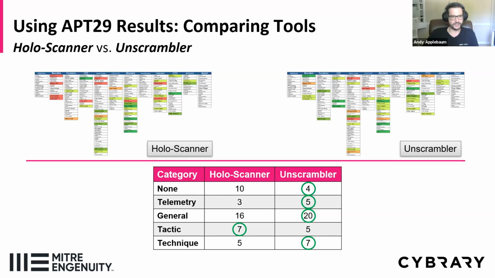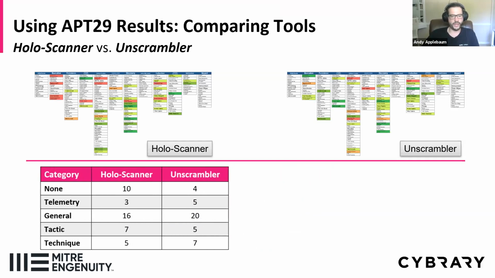Holoscanner has 10 techniques it provides no coverage of, as opposed to Unscrambler, which provides no coverage of only 4 techniques. Telemetry in general, Unscrambler provides more. Technique, Unscrambler provides more. Tactic, there is a little bit more on Holoscanner, but overall that seems outweighed by Unscrambler. Now, at face value, you'd say, okay, Unscrambler definitely makes more sense. It looks like the better tool.